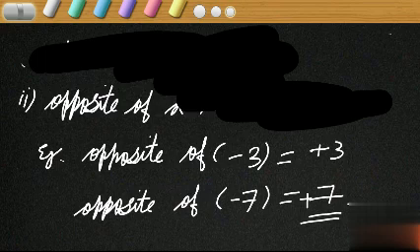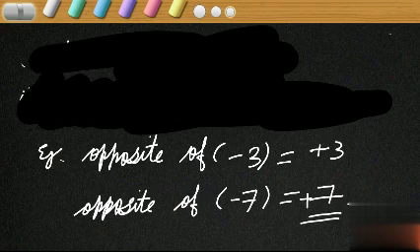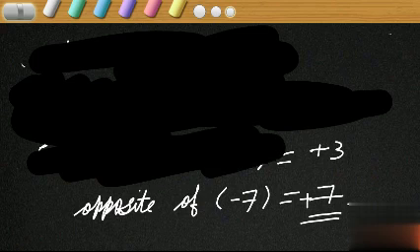0 is neither positive nor negative. So opposite of 0 is 0 itself. It has no sign. 0 has no sign. So what is the opposite of 0? 0 itself. That is our C.